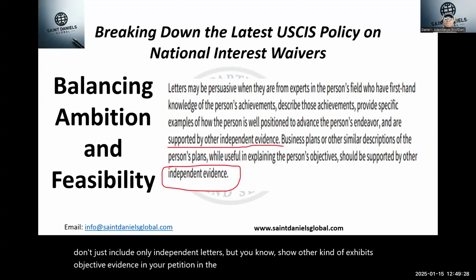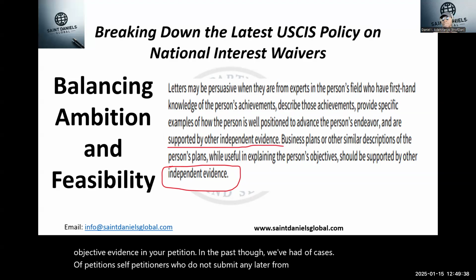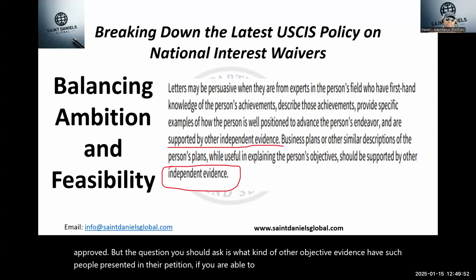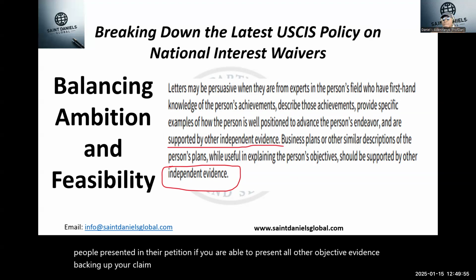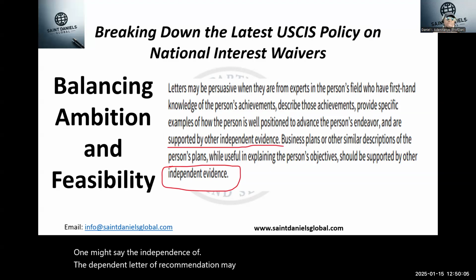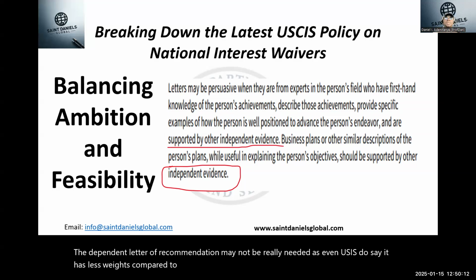In the past, though, we've heard of cases of self-petitioners who did not submit any letters from experts, and their petitions were approved. But the question you should ask is, what other objective evidence did such people present in their petition? If you are able to present other objective evidence backing up your claim, which is really evident, then one may say the independent or dependent letter of recommendation may not really be needed, as even USCIS says it has less weight compared to other sources of evidence. However, if you have them, please utilize them.